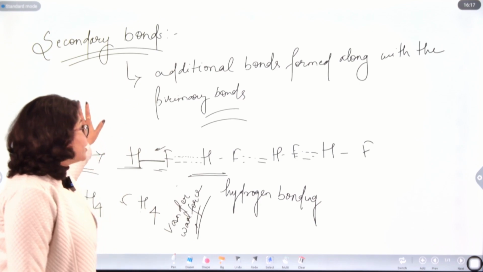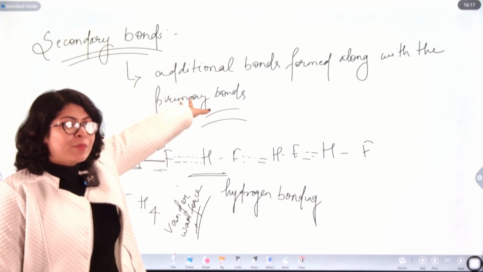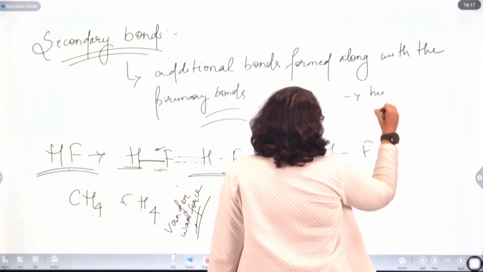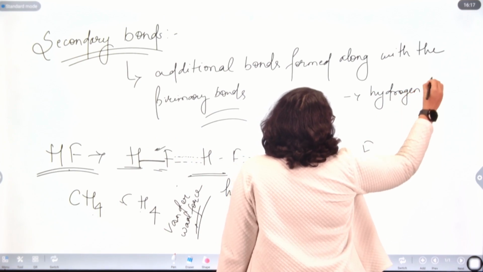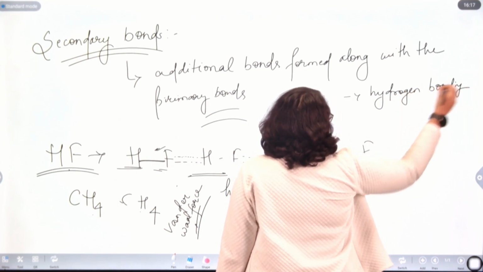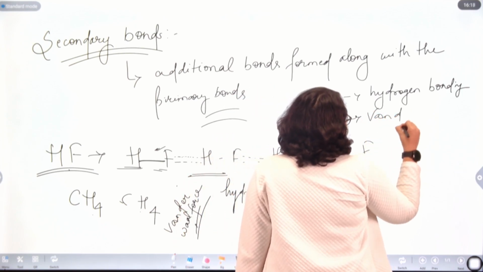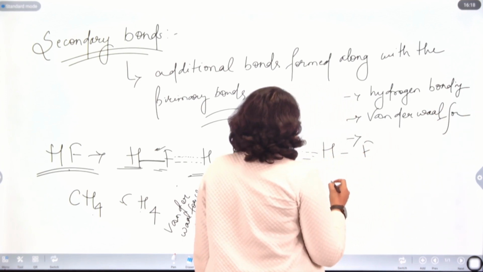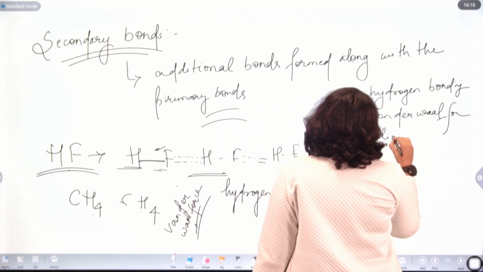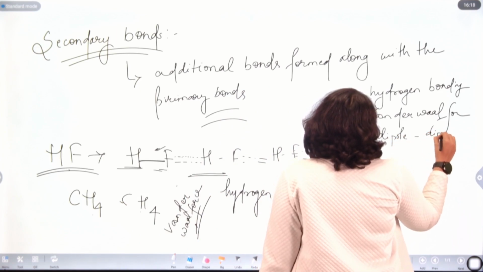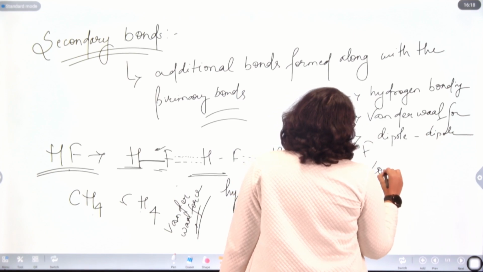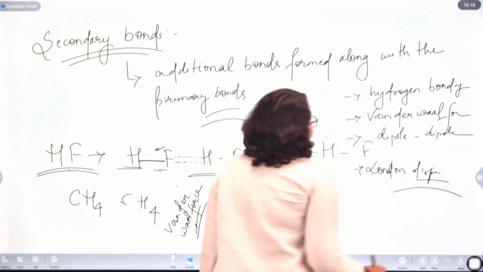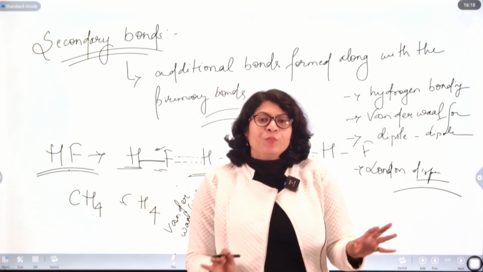So the additional bonds which are present along with the primary bonds are termed secondary bonds. What are the types of secondary bonds? One is hydrogen bonding. Next is van der Waals forces. Third is dipole-dipole interaction. Next is London dispersion forces. And remember, secondary bonds are very weak as compared to primary bonds.